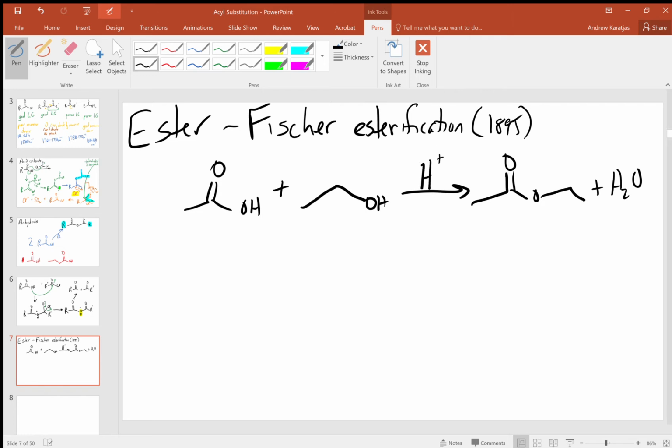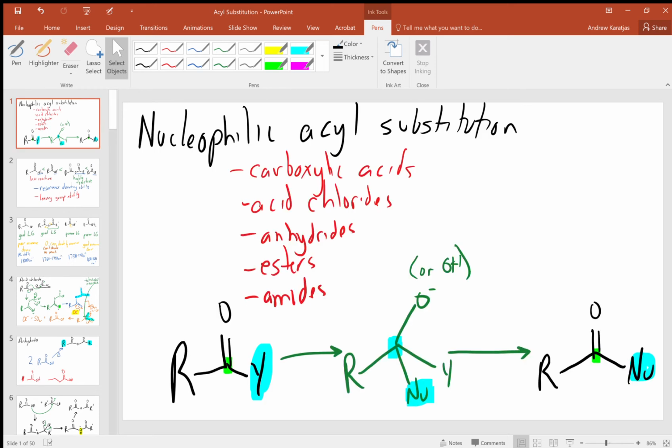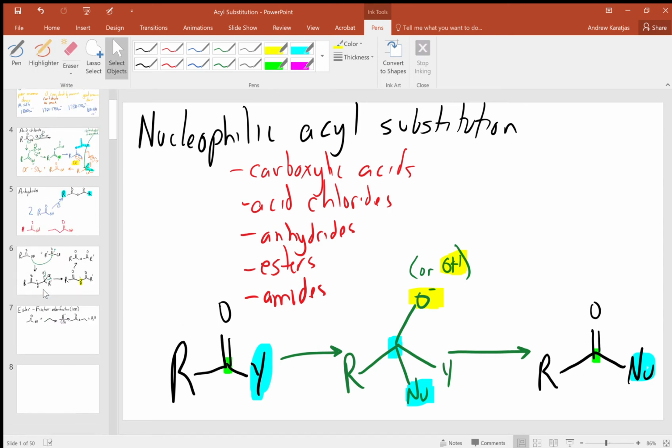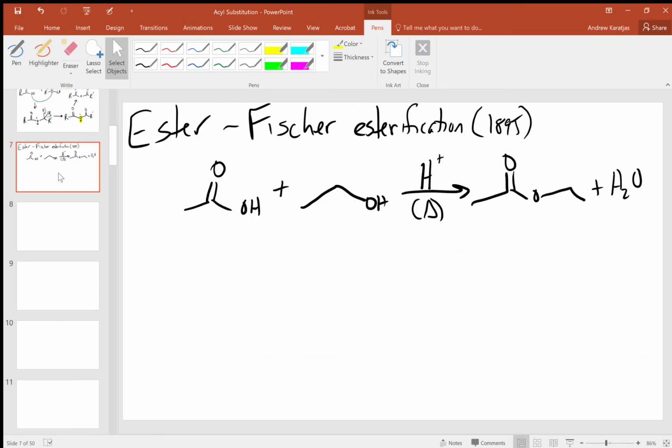This reaction generally requires an acid catalyst, and in many cases we also need to heat it. Now, if you recall back to where I started in this chapter, remember that I said this group here could be O- or OH, and that depends on the reaction conditions. When we are dealing with more basic type conditions like we did for making the acid chloride and the anhydride, that's when we see O-. But under acidic conditions, our tetrahedral intermediate will have the OH group instead.